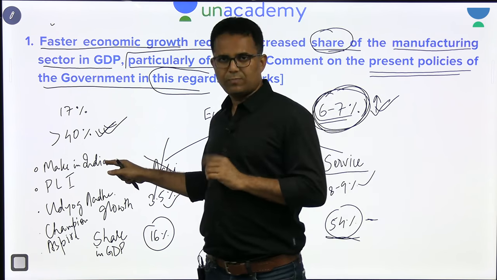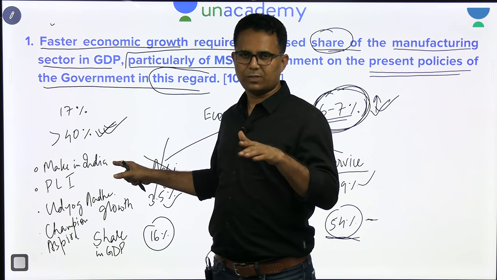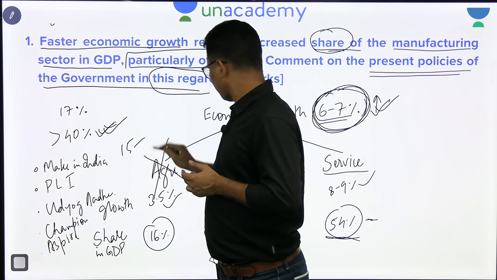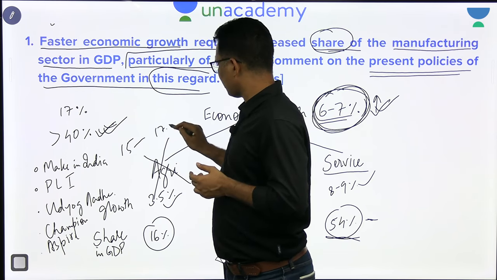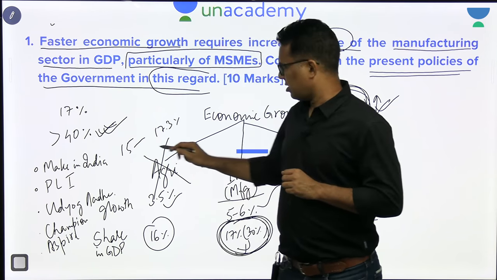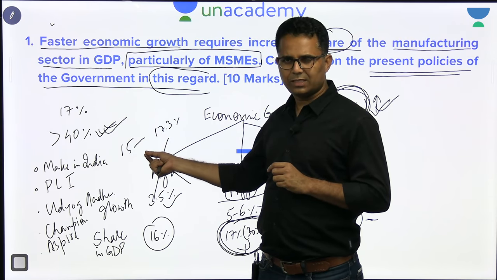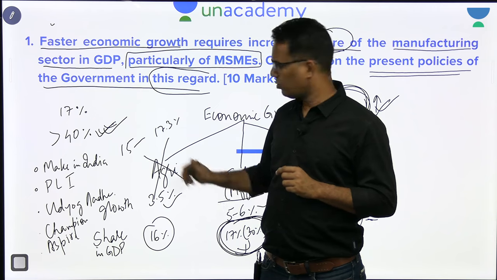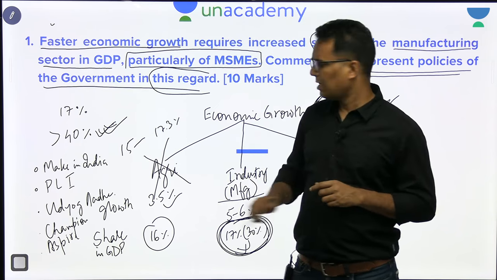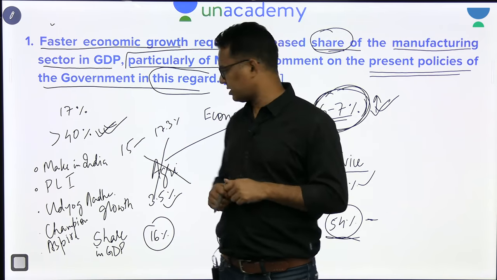So for Make in India, you may provide the data. When we launched Make in India, the share of manufacturing was around 15%. Now it is 17.3%. Don't say we have just increased by 2.3%. If you take percentage, it will come much higher. So this is the share which has increased, 15% to 17.3%. For PLI schemes, you may say that it has resulted in an increase of exports of manufactured goods.